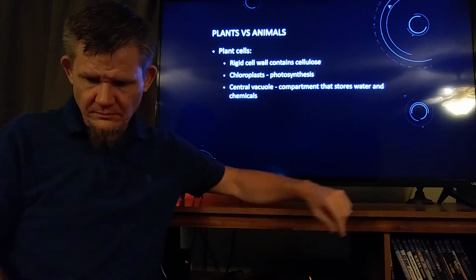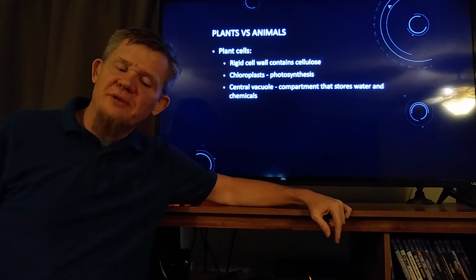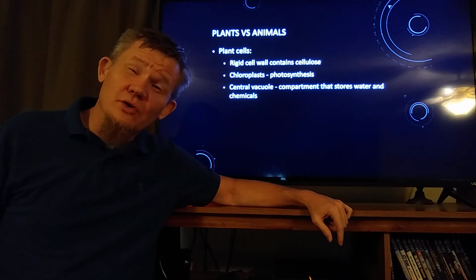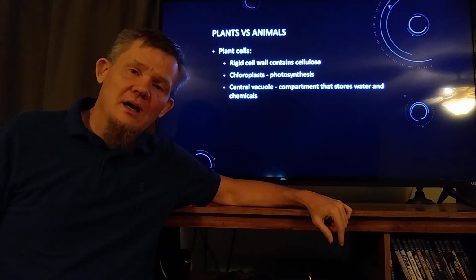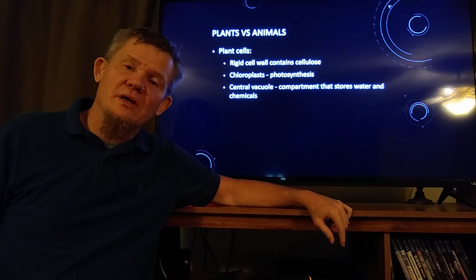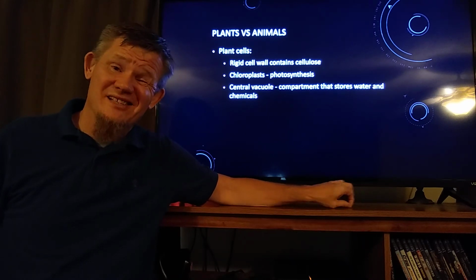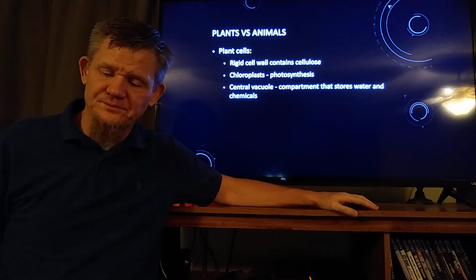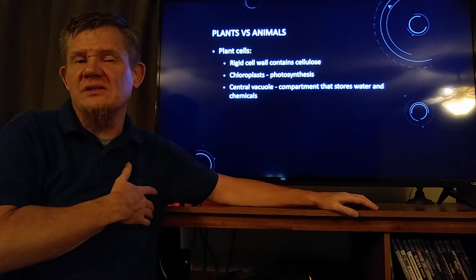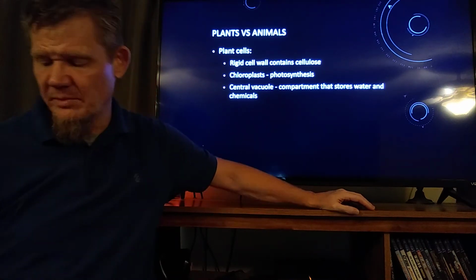Cellulose. Other things that we find inside plant cells that we don't find inside animal cells are chloroplasts. Remember, a chloroplast is a special organelle specifically for photosynthesis. That is its only job, photosynthesis. And last is this structure called a central vacuole. Let me show you a picture.